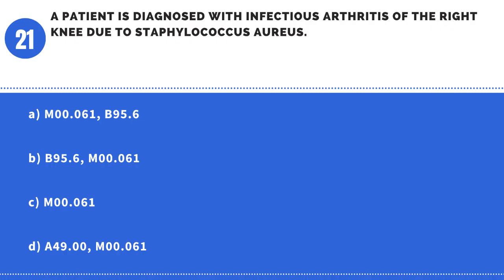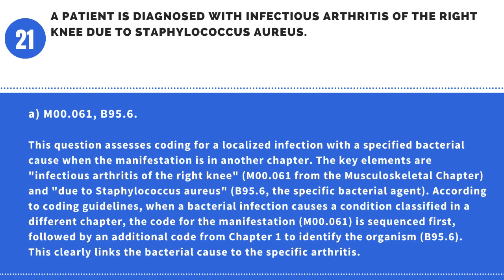Question 21. A patient is diagnosed with infectious arthritis of the right knee due to Staphylococcus aureus. A. M00.061, B95.6. B. B95.6. C. M00.061. D. A49.00. M00.061. Answer, A.